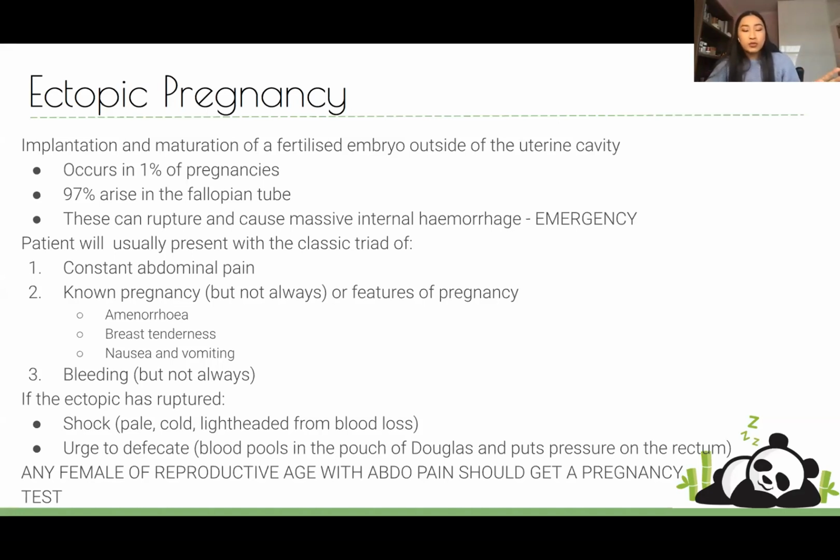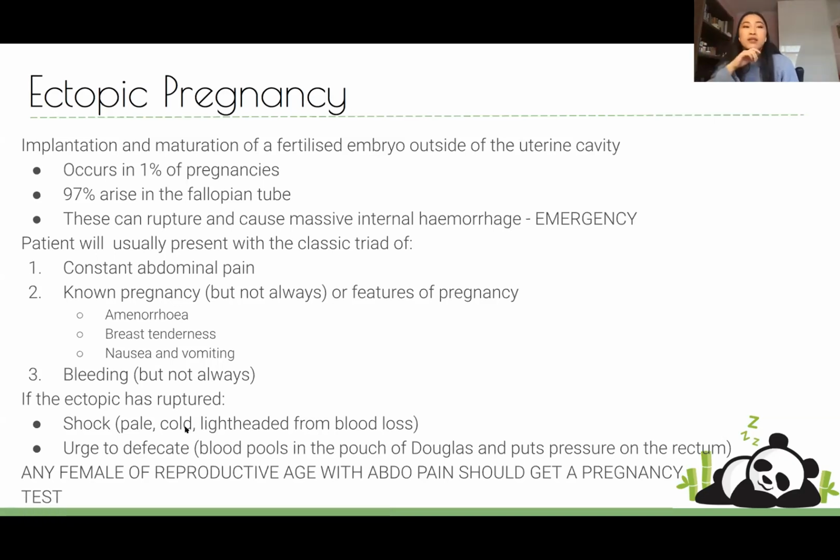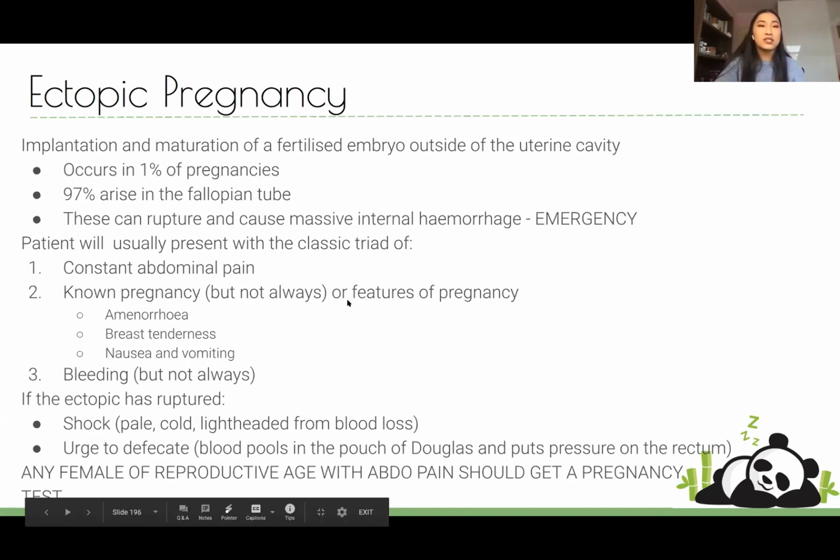If the ectopic has ruptured, it's very, very bad. They'll go into hypovolemic shock, pale, cold, lightheaded, tachycardic, low blood volume. And they might complain of urge to defecate, which is kind of a random niche thing, but the blood will pool in the pouch of Douglas, and that actually puts pressure on the rectum and causes that kind of sensation. But for the most part, they just present with abdo pain. So any female presenting with abdo pain needs a pregnancy test to rule out ectopic pregnancy. Really easy, beta HCG, and that will rule it out.